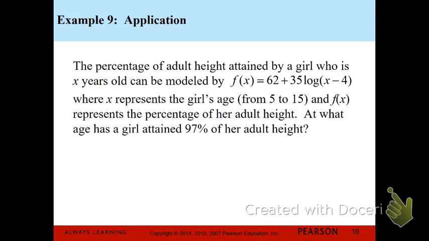Alright, so the percentage of adult height attained by a girl who is X years old can be modeled by that equation there, where X represents a girl's age from 5 to 15, and F of X represents a percentage of her adult height. At what age has a girl attained 97% of her adult height?